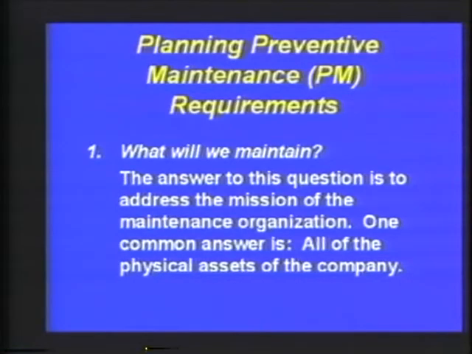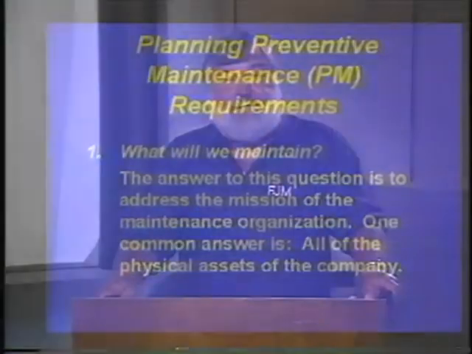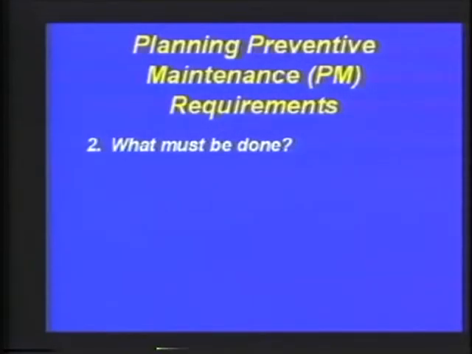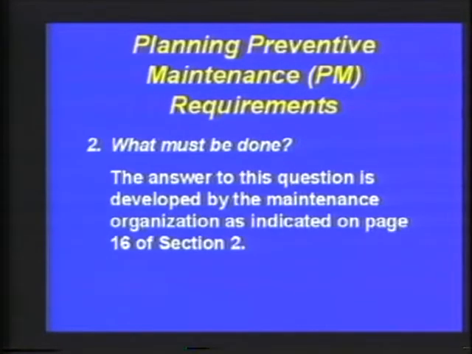Now, the first question that must be asked is, what will we maintain? And basically, those answers really come from Section 1 or Function 1 of the Maintenance Management Program, which we covered in Section 1, page 4 and 4A. And that really is the starting point of the entire PM, the major and minor overhaul programs. What must be done is likewise answered in Function 1 of the Maintenance Management Program. Most of this information relative to what must be done should be supplied by the original OEM of the asset, and remember, we've covered that in previous sections, or it's something that you're going to have to develop through your own data or historical data.